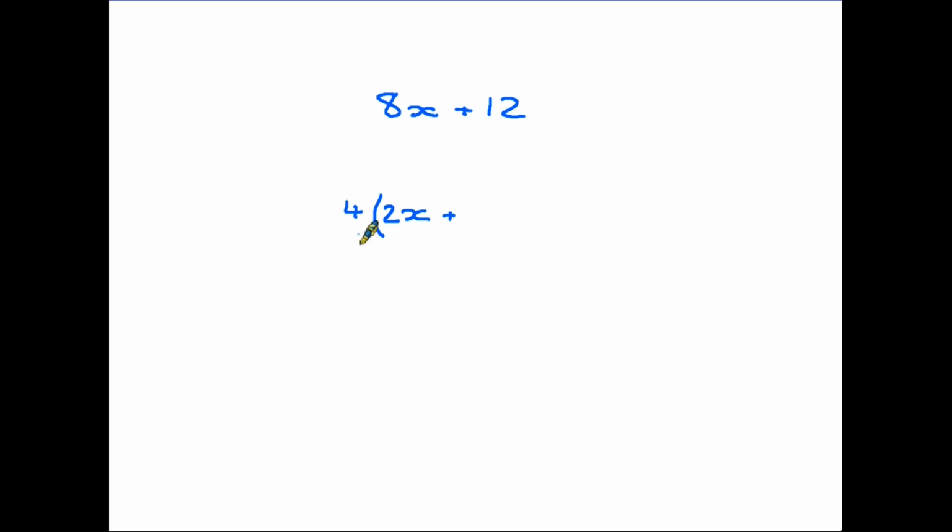We now have the 12. We've taken out a factor 4. What do I need to do to the 4 to get it back to 12? I have to multiply it by 3. 4 3s are 12. So again, we have now factorized the expression. Let's check our answer by multiplying out the brackets. Well, 4 times 2x is 8x, and 4 times 3 is 12. Back where we started, all is good, so this must be the correct answer.